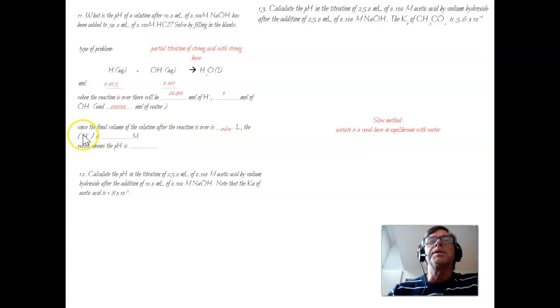So the concentration of H plus will be, if you do the math, moles per liter, a 0.0667 molar solution. The pH is the negative log of that, which is 1.176. That's the answer to question 11.